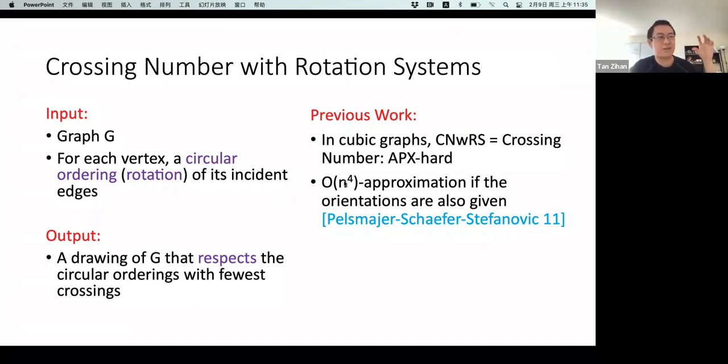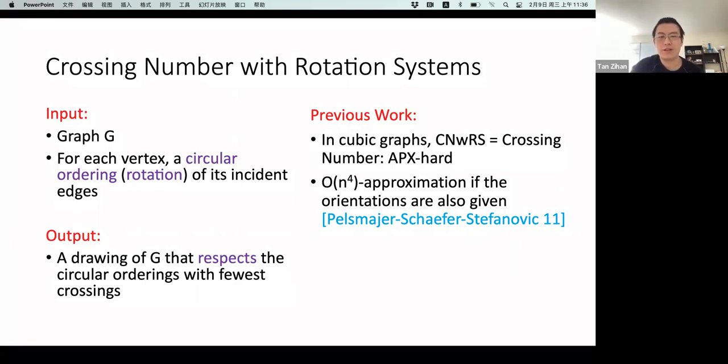This n^4 seems a little bit weird, but in this crossing number with rotation system problem, we allow parallel edges. So n is the number of vertices, m is the number of edges, and m can be significantly larger than n. So this n^4 is a non-trivial algorithm.